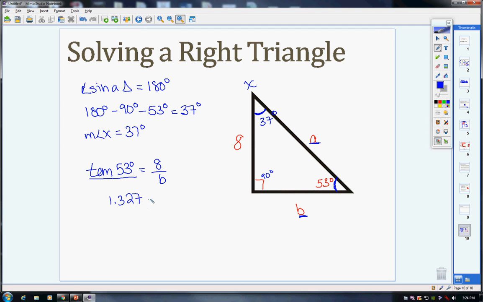I want to get b in the numerator, so I think I'm going to multiply both sides by b. It gives me 1.327 times b, oops, I forgot the b, equals 8. Now I'm going to divide by 1.327. So b equals 8 divided by 1.327, approximately 6.029.